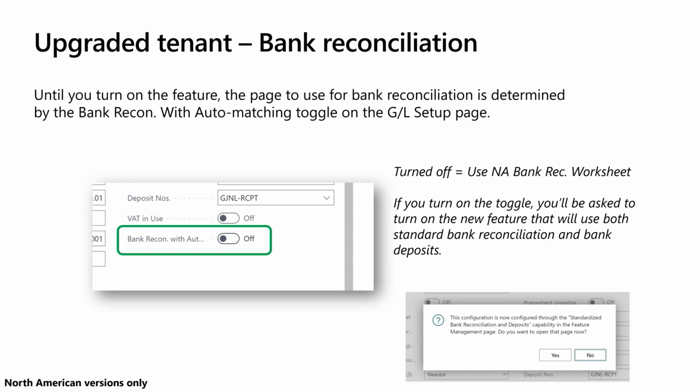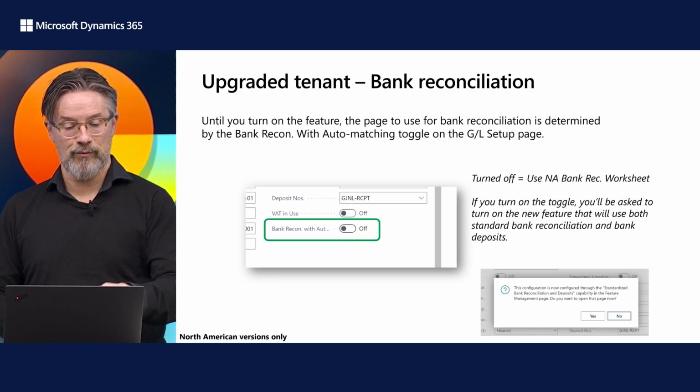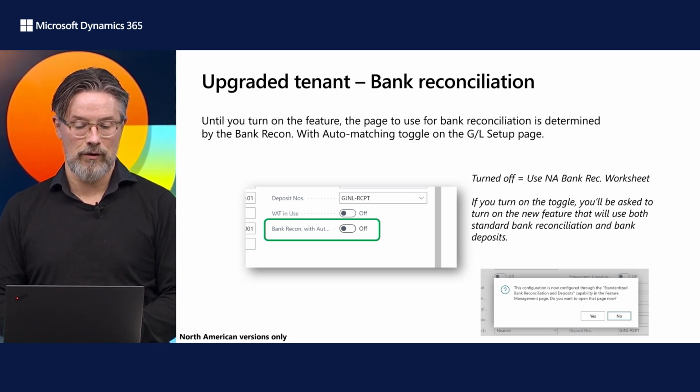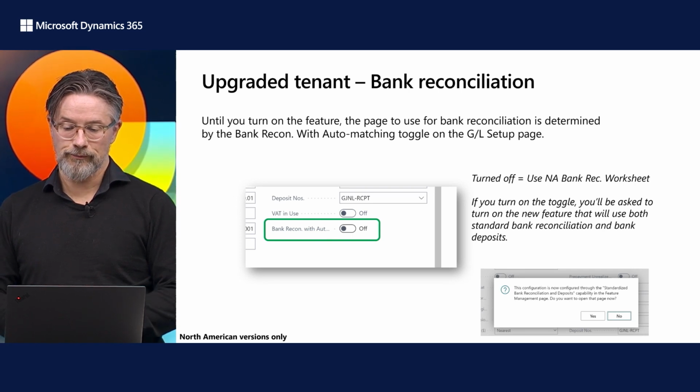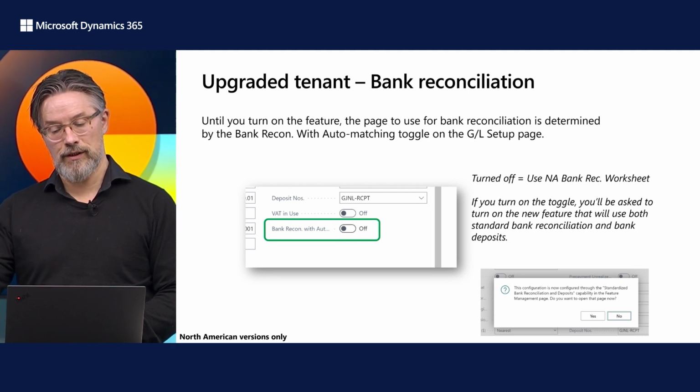If you're in the upgraded tenant and you didn't turn on the feature, the way that you control whether you want to use the North American bank rec worksheet or the standard side-by-side bank rec is in the general ledger setup page, where we have this bank rec with auto matching. Usually if you're doing the old way, you have it turned off. But still, if you have it turned on and you come from an upgraded version, you still have to turn on the feature to get bank deposits. When you turn it on, you will actually be asked to go to feature management and turn on the feature.